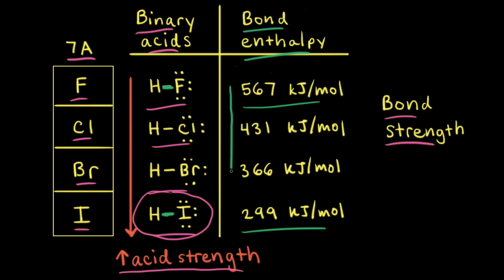And because bond enthalpies decrease as we go down the group, that means there's a decrease in bond strength. A decrease in bond strength means it's easier for the acid to donate a proton. Therefore, we see an increase in the strength of the acid as we go down the group.